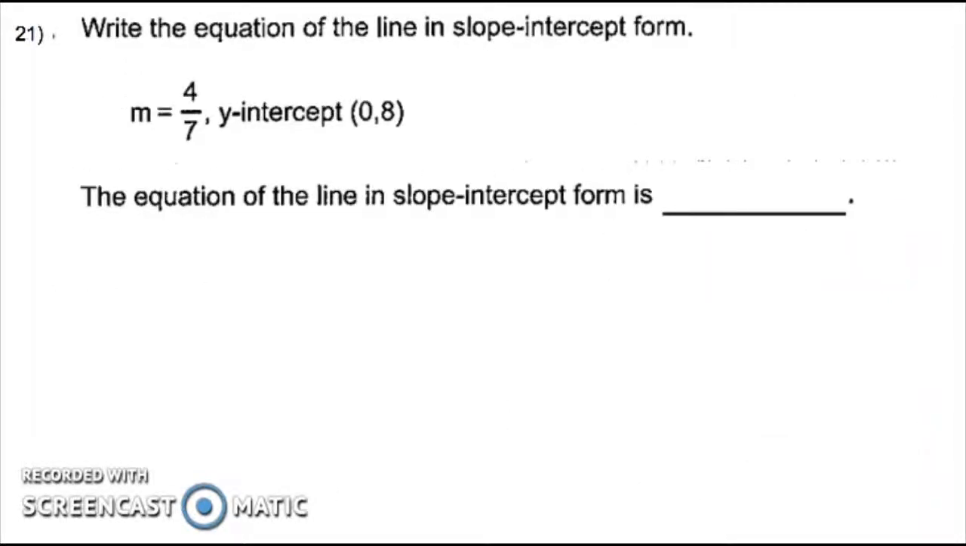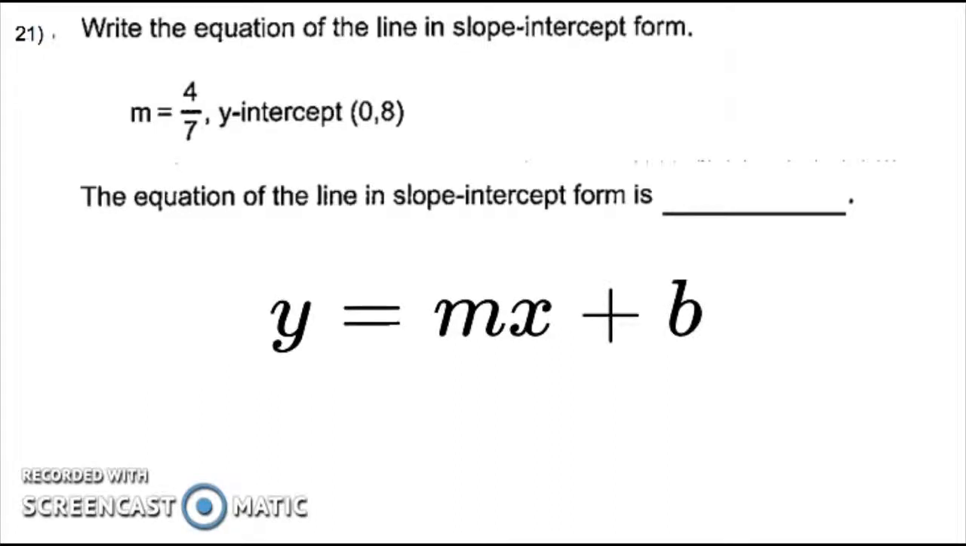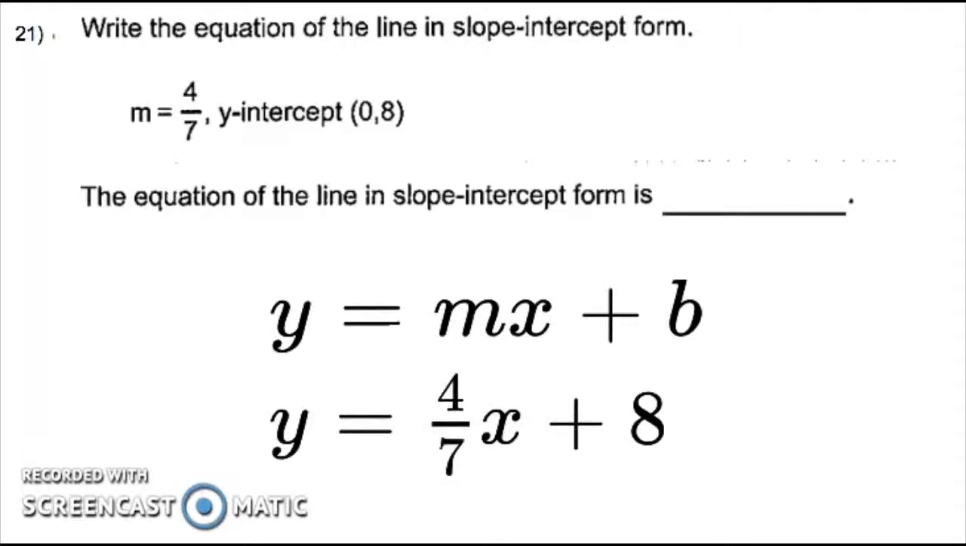Number 21, it says write the equation of the line in slope-intercept form. So you have y equals mx plus b. M is going to be 4 over 7, b is going to be 8. So the equation is going to be y equals 4 over 7x plus 8.